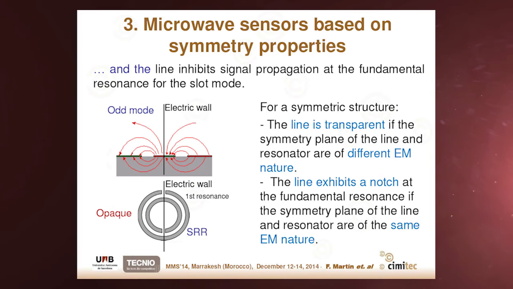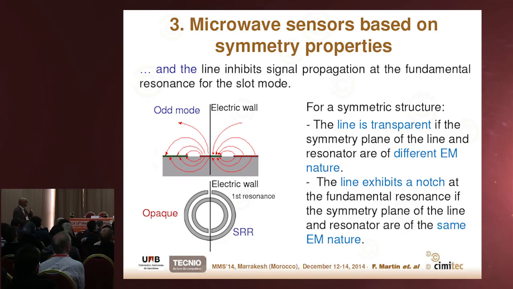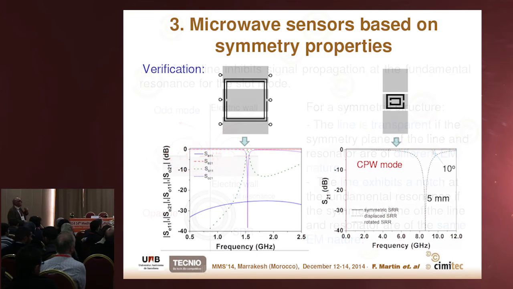However, the line inhibits signal propagation at the fundamental resonance for the odd mode, because for that mode, of course, we have an electric wall in the symmetry plane. So if this wall and this wall are of the same electromagnetic nature, as is the case, then the structure is opaque and a notch appears at the fundamental resonance frequency of the SRR. So for a symmetric structure, the line is transparent if the symmetry planes of the line and resonator are of different electromagnetic nature. And the line exhibits a notch at the fundamental resonance if the symmetry planes of the line and the resonator are of the same electromagnetic nature.